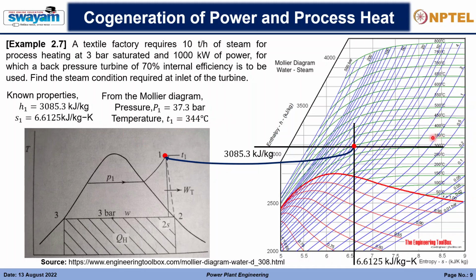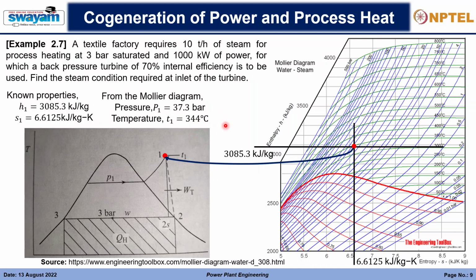So this is the 350 degrees Celsius constant line, so slightly less than 350. And you will find some difficulty in finding the exact point, so what you will do is simply interpolate. Interpolate in the y direction and in the x direction based on the 350 and 300 degrees Celsius, so 50 and 20 or somewhat like that. Based on that, you will get the conditions in state 1, that is 37.3 bar and 344 degrees Celsius.